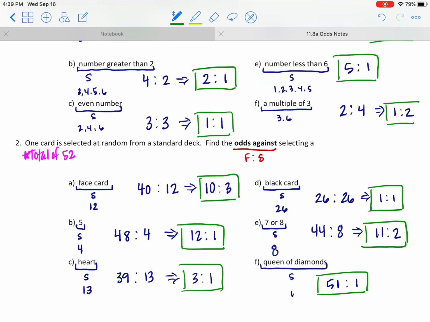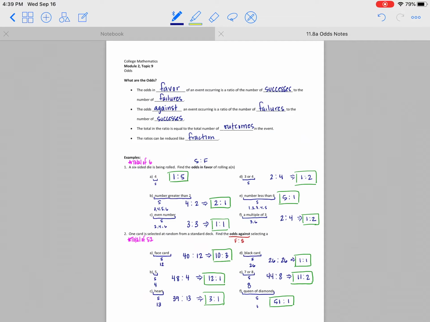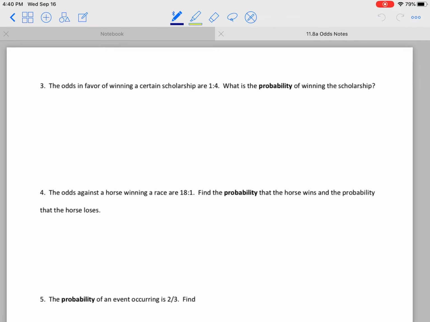Okay? Hopefully so far this is making some sense. And I didn't finish my box here. Okay, so let's look on the back. I think we're going to try to connect some of this to some probability now.